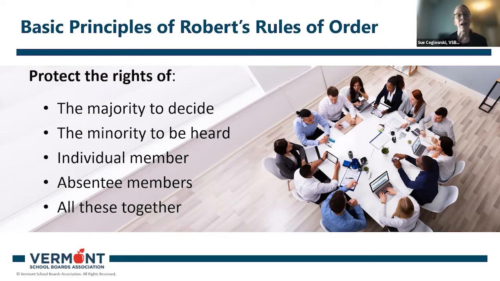So as this slide indicates, the principles of the Robert's Rules of Order are to protect several different entities. It protects the majority to decide. It also provides protection for the minority to be heard. And individual members have protection under the rules, as well as absentee members, because there's a requirement for accurate minutes to be taken. So the rules really protect all of these different groups together.